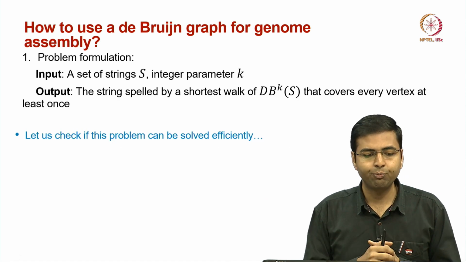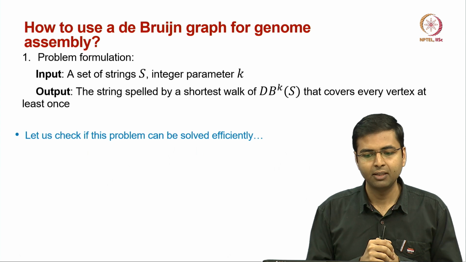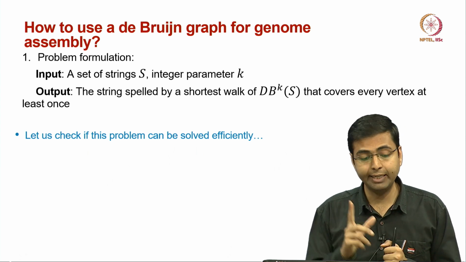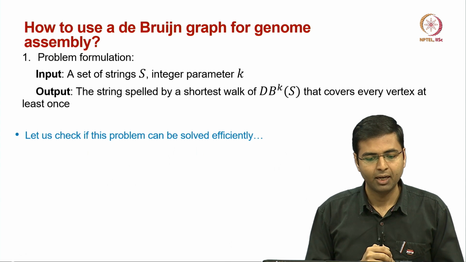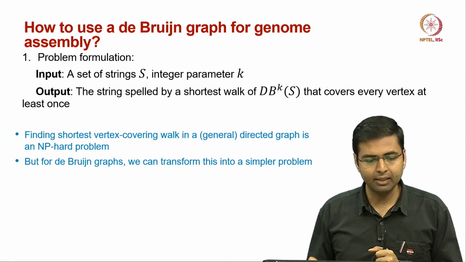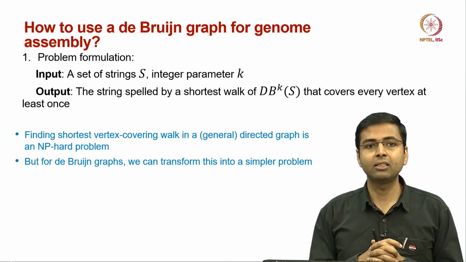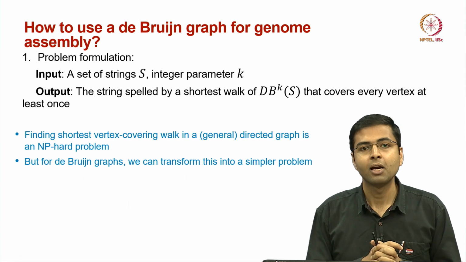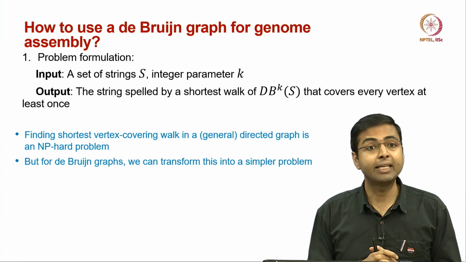So again, I am stating the problem formulation on the top. We are looking for a shortest walk in the de Bruijn graph that covers every vertex at least once. Now unfortunately, as it turns out, finding a shortest vertex covering walk in a general directed graph is an NP-hard problem.